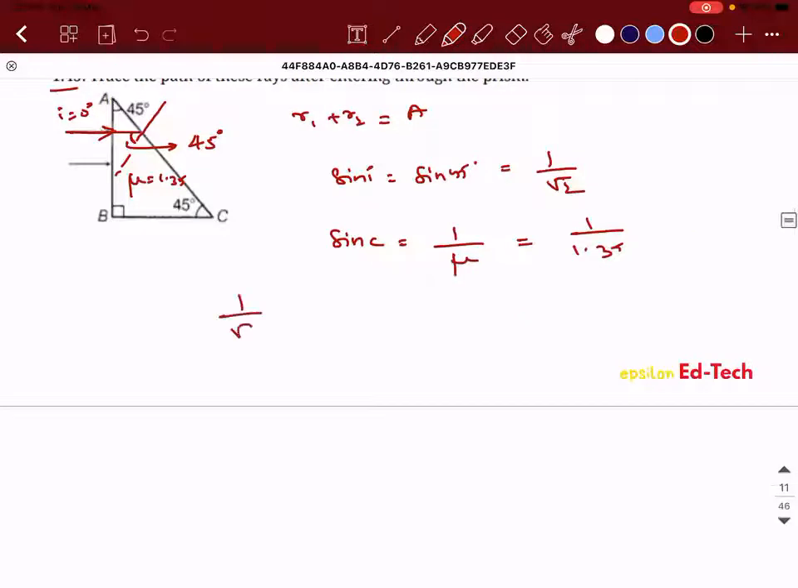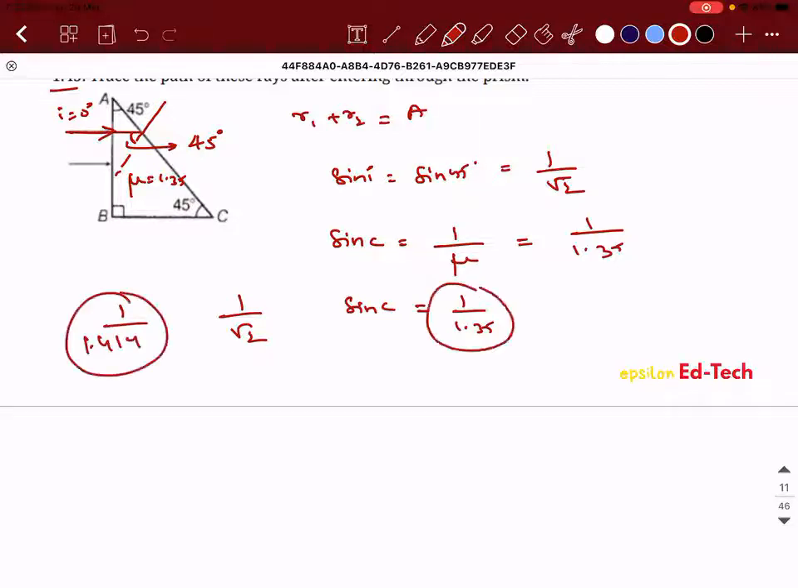So sine i is 1 by root 2. Sine c is 1 by 1.35. 1 by root 2 is 1.414. Right. Tell me which one is greater among these two. Is 1 by 1.414 greater than 1 by 1.35, or vice versa? So since sin i is less than sin c, the angle of incidence is less than the critical angle. When the angle of incidence is less than the critical angle, what will happen to the refracted ray? The refracted ray will come out of the surface.